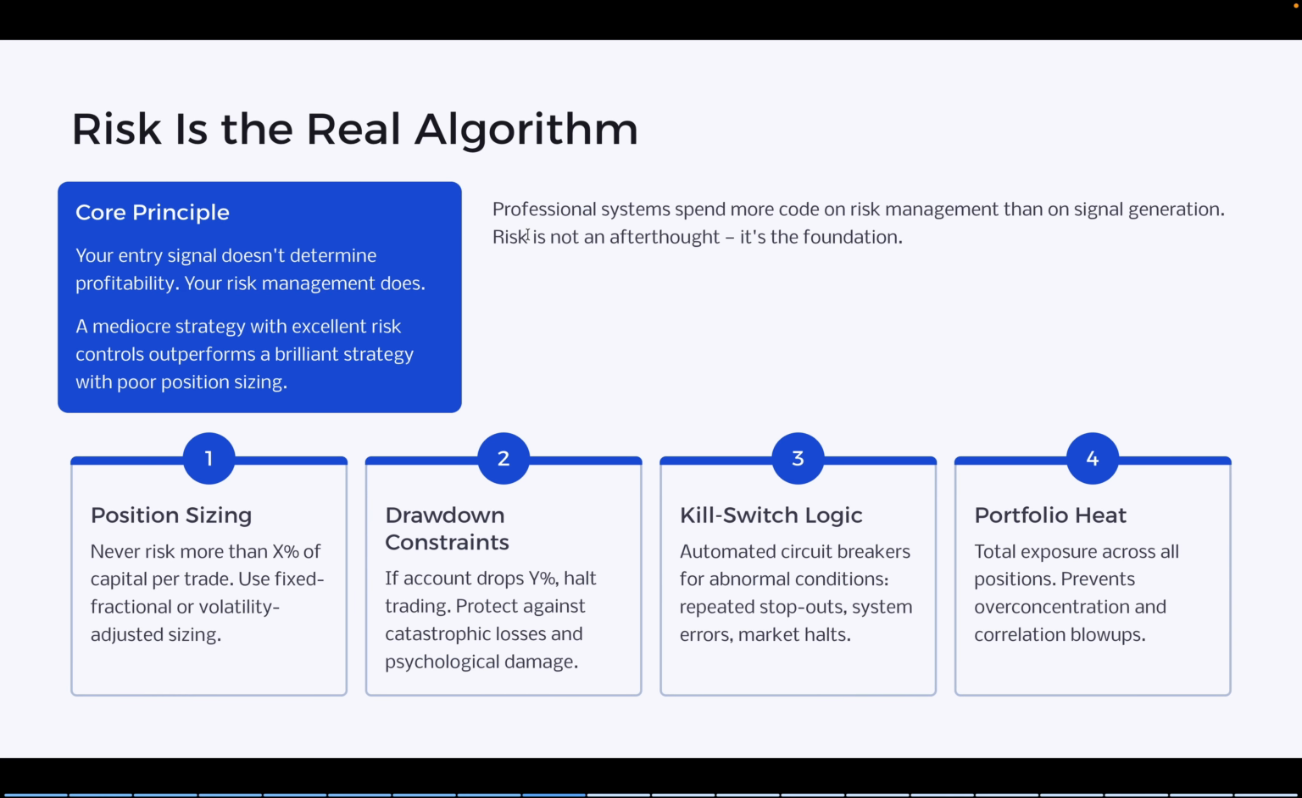Risk is not an afterthought. You don't have to think about risk after you've done the strategy. You have to think about the risk while you're making the strategy, while you're making the system. It's the foundation of your algorithm. Then comes in these things.